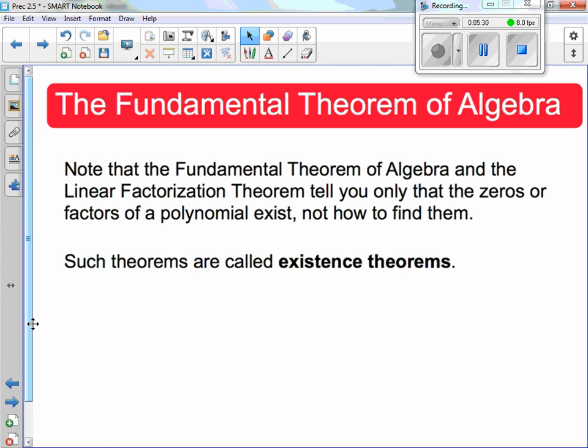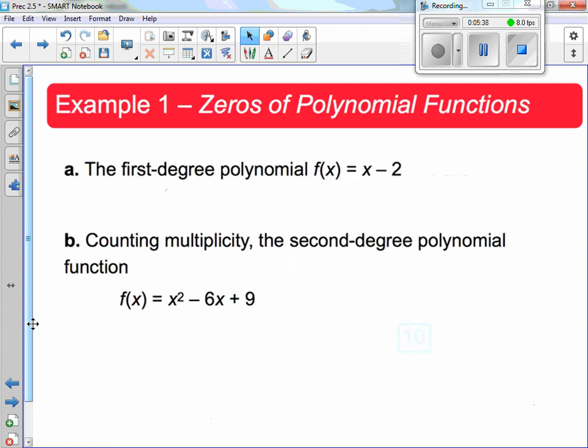Such theorems are called existence theorems. We really don't know how many they are or how we're going to find them, but this is how many there are. This is how many exist.